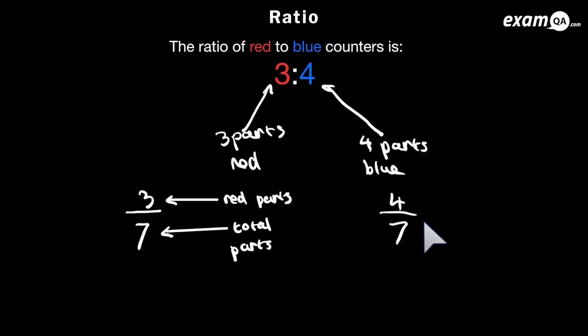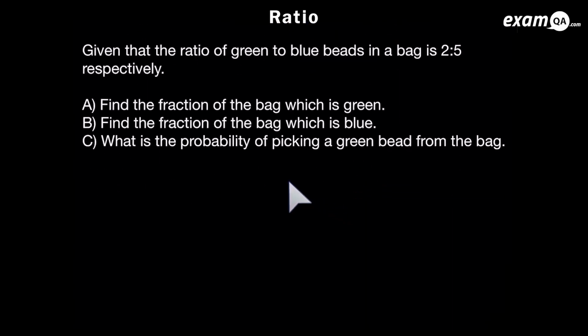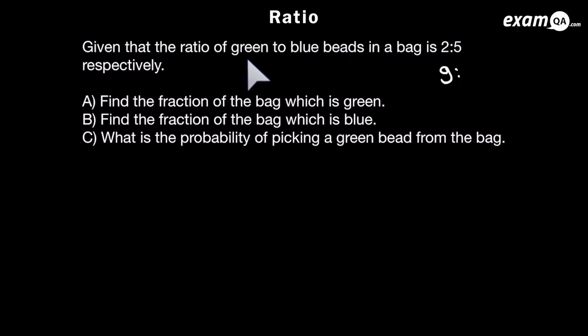Okay, so let's go and look at some questions on this. So we've got beads in a bag and the ratio of green to blue is 2:5. In part A it says, find the fraction of the bag which is green. Okay, so remember we're going to look at it as parts again. So it says green to blue. So the 2 is going to be for green and the 5 is going to be for blue. So we have 2 parts green and we have 5 parts blue.